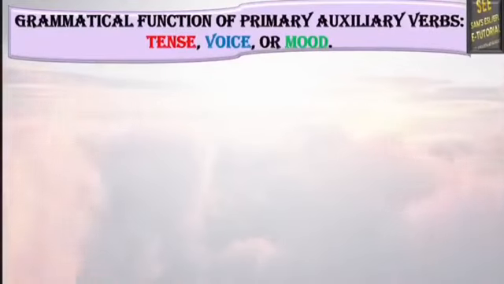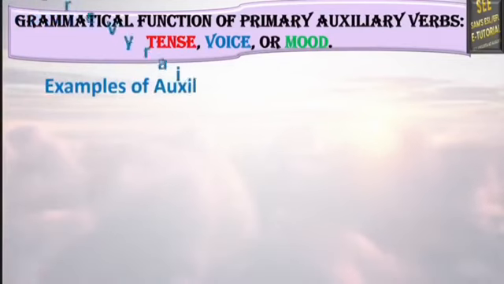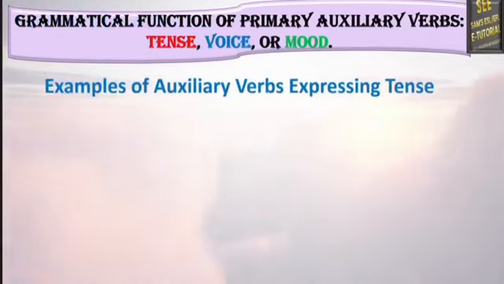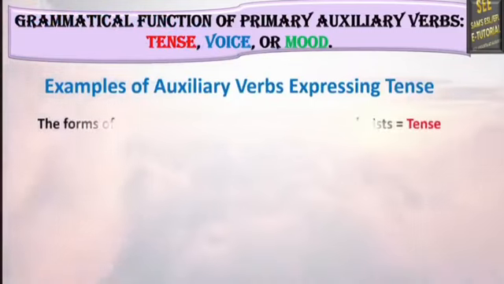Alright, so today we'll be looking at the grammatical function of primary auxiliary verbs. In simple terms, the topic we are considering today is grammatical functions of primary auxiliary verbs. And of course, we'll be looking at these functions from the angle of tense, voice, and mode. Now, examples of auxiliary verbs expressing tense. But before we look at that, we need to understand the concept of tense.